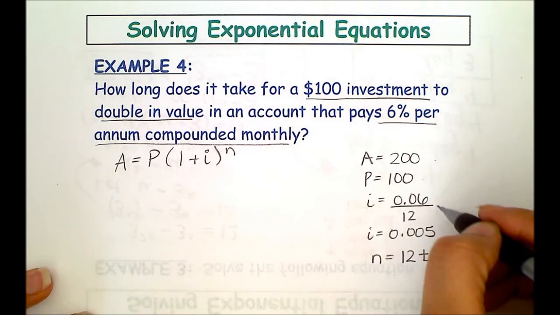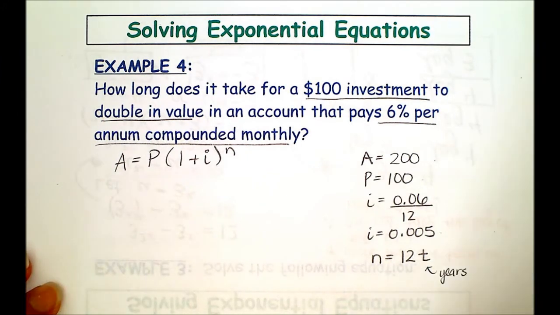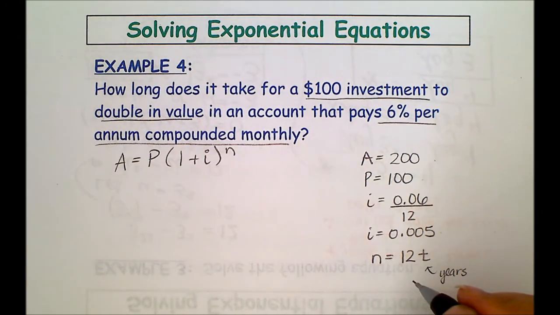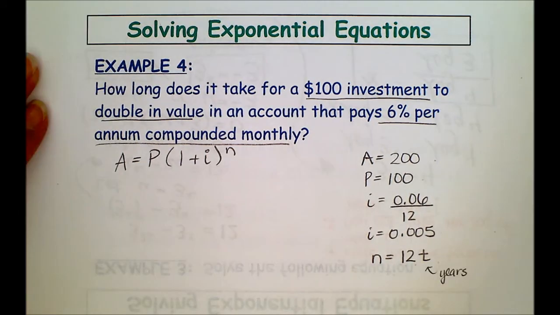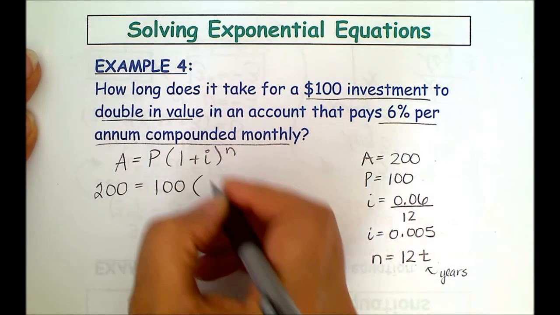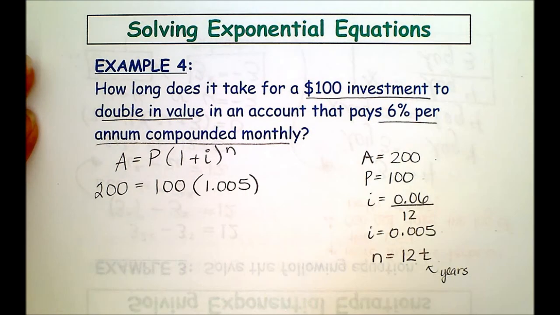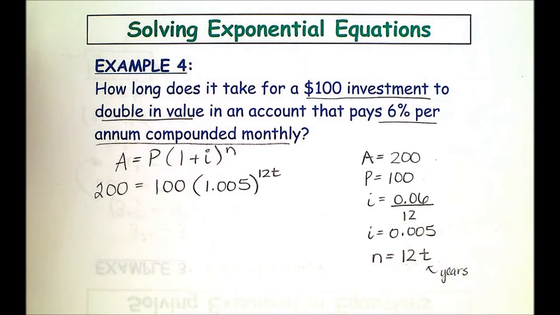So I took my interest rate as a decimal and divided it by 12 to find the interest rate per compounding period. And then the number of payment periods, or number of times you get interest, is going to be 12 times a year, depending on how many years that we actually invest for. So what I'm trying to solve for is the number of years that the money needs to be invested for so that it can double. Okay, so I'm going to plug in all the information that I know. 200 is my value for A, 100 is my value for P, 1 plus my interest rate per compounding period gives me 1.005, and my exponent is 12t, okay, 12 times each year.